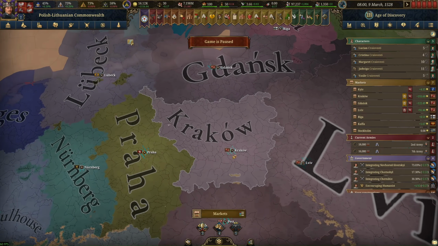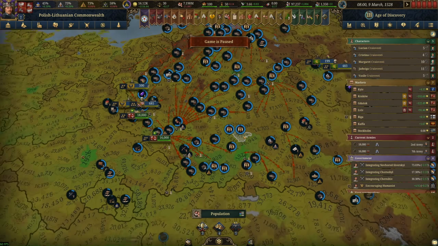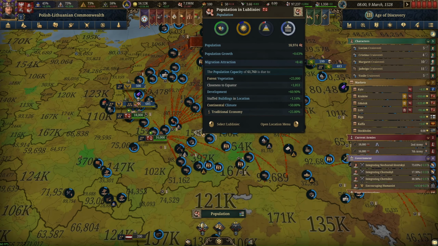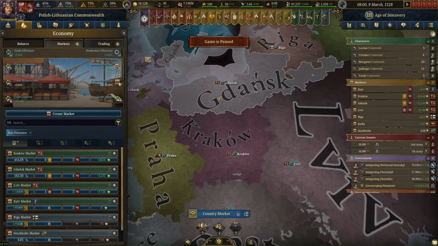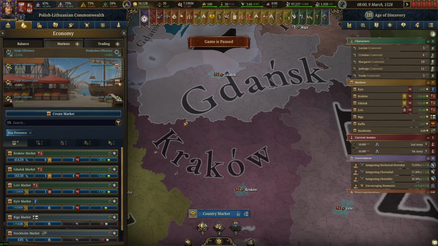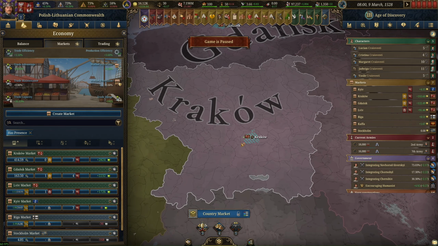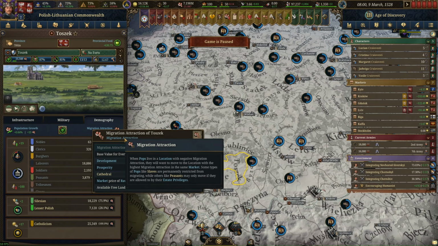Another mechanic influenced by markets is population migration. It happens only within the same market. It does not occur between two or more different markets. Literally, if I wanted the population of the Gdansk market to migrate to the Krakow market, I would have to delete one of those markets. This is clearly described in the tooltip.